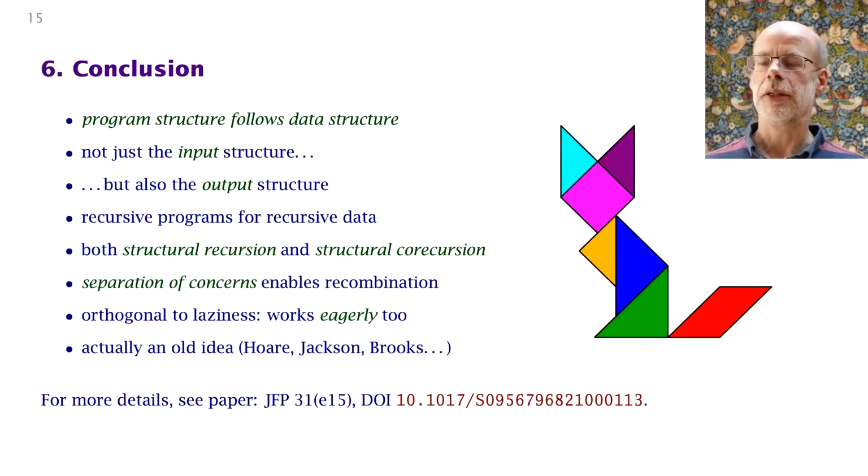And of course, what I've said is not new. It's all there really in the work from the 1970s by Tony Hoare and Michael Jackson and Fred Brooks and many others. There's more discussion and there are more examples in my paper, How to Design Co-Programs, which is in the Journal of Functional Programming. Thank you.